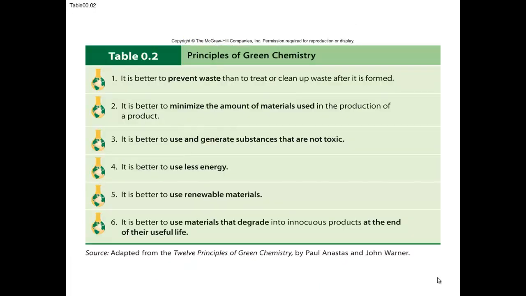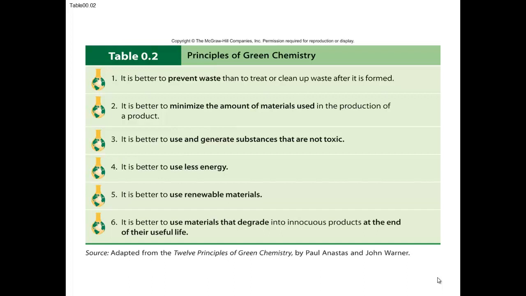Okay, and the principles of green chemistry are simplified into these 6 steps. So number 1, it is better to prevent waste than to treat or clean up waste after it is formed. So you need to find some kind of chemical process or industrial process that prevents waste in the first place. You don't even make it.